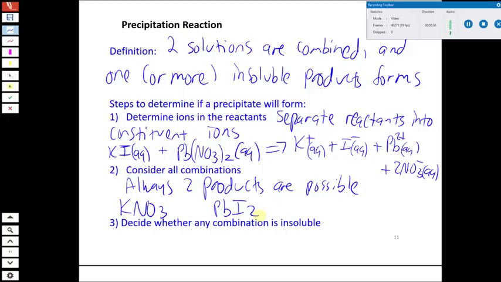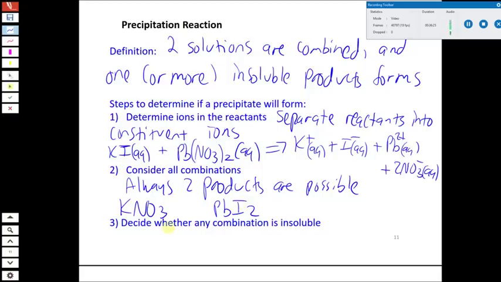And remember, when we do this, we don't change the charge of anything. We're not doing any sort of electron transfer or anything like that. That's going to be later on in the last type of reaction we talk about. For precipitation reactions, we're just swapping cations and anions, and they're keeping the exact same charge that they started with. So it's K+ and NO3- making one product, Pb2+ with two I- or PbI2 forming the second product. And then what we have to decide is which of the products is going to precipitate, if any.